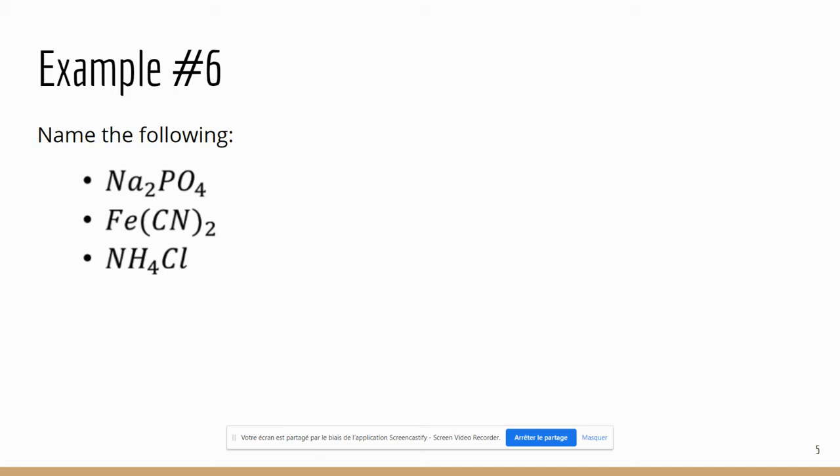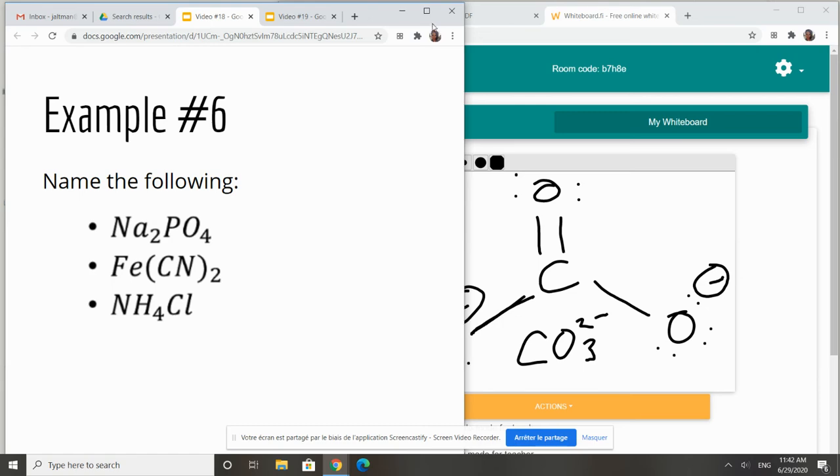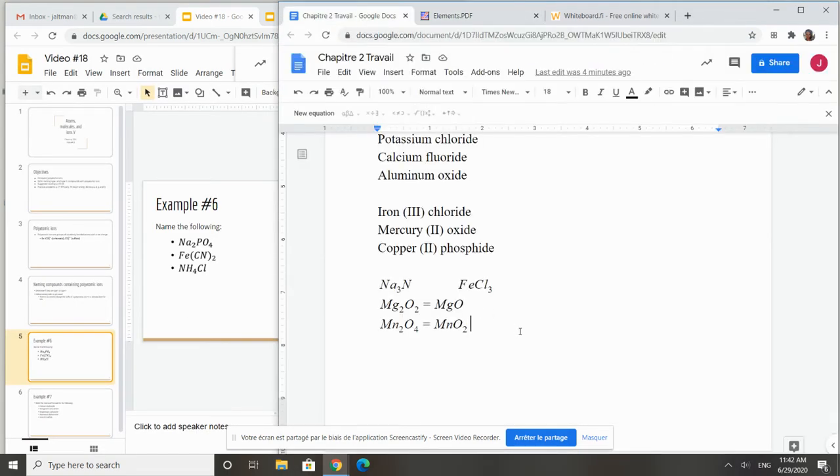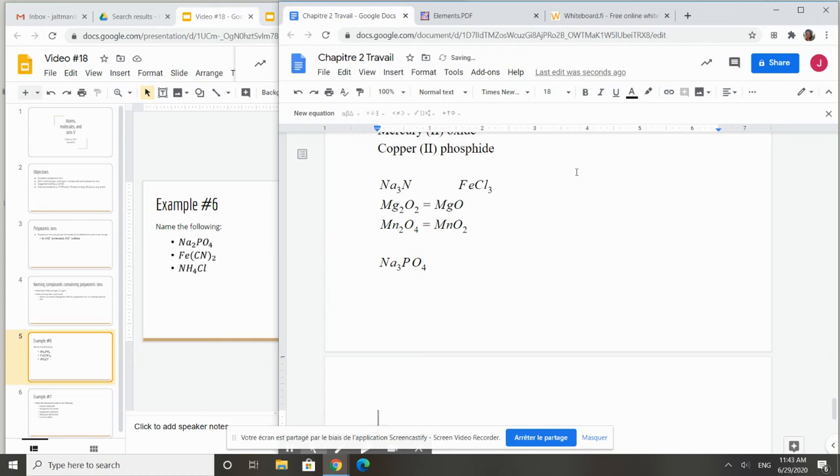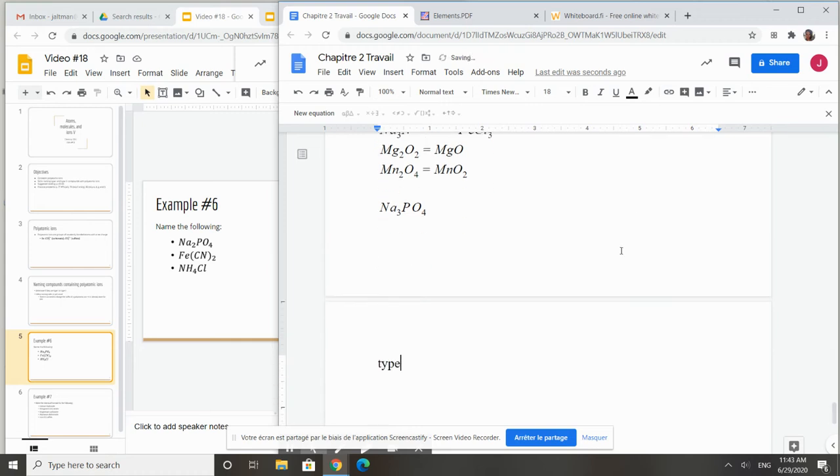Oh, that should say Na3PO4. So please change that to Na3PO4. Okay. So this is type 1. You don't necessarily have to write that. I'm just writing it so you see where I got everything from. So it is sodium, and then I find PO4 in my polyatomic ion sheet. It says phosphate, so sodium phosphate.